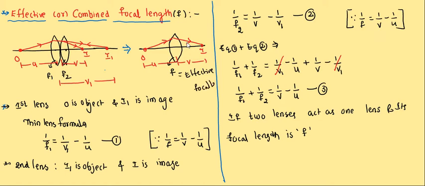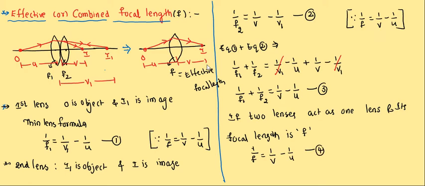That means the two lenses act as one lens with this focal length. For the two lenses acting as one lens, the object is O and the final image is I, with object distance u and image distance v. Then we write the lens formula here: 1 by f is equal to 1 by v minus 1 by u, and this is equation 4.